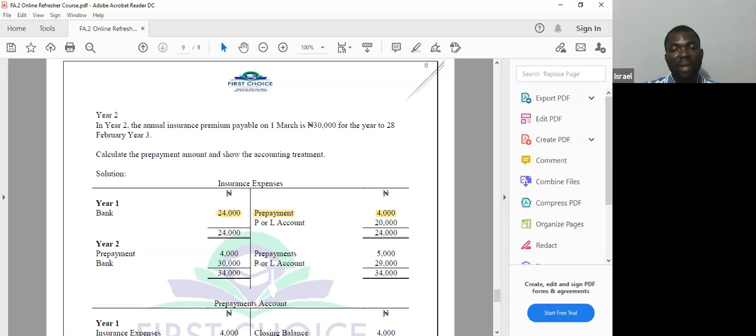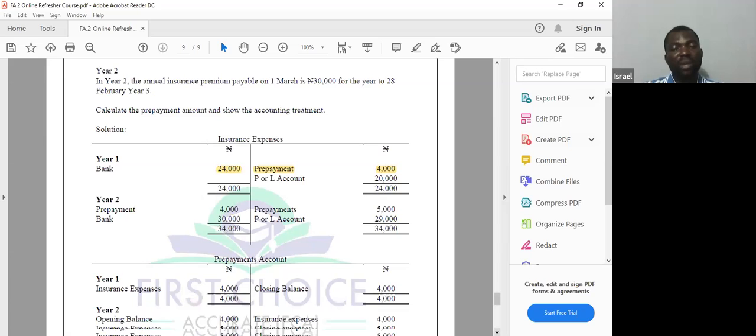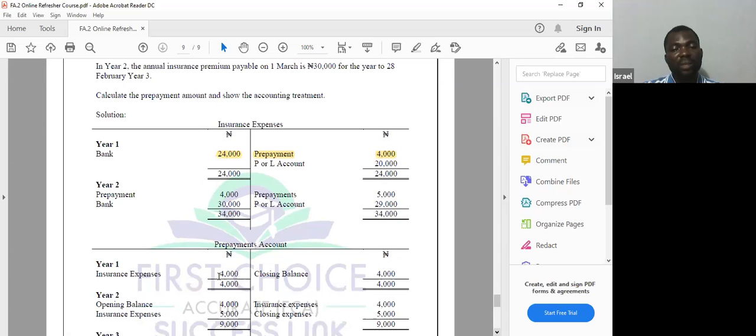Then go to the prepayment account. Look at the prepayment account here. So we have insurance. Now, prepayment account is an asset account, and that is why we are having it at this column. So we have 4,000 here. So we now close up the account to be what? To be 4,000. So we close up the account to 4,000.